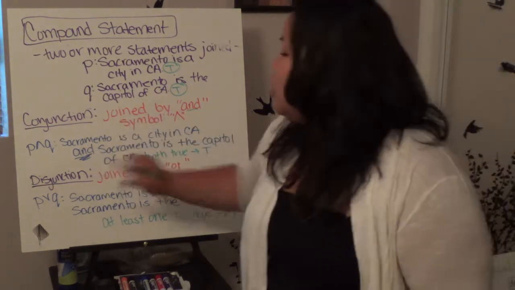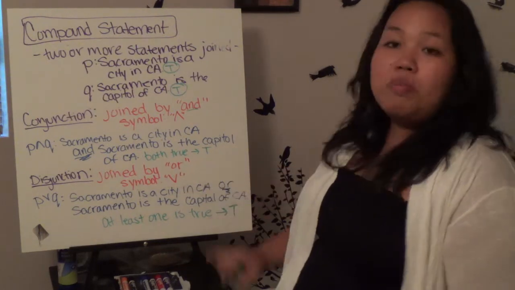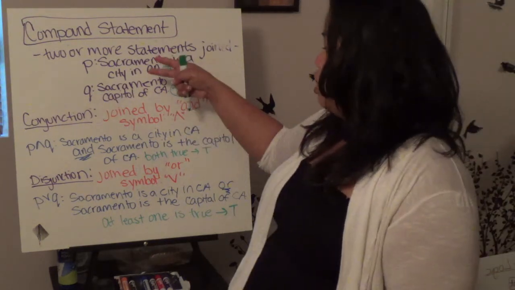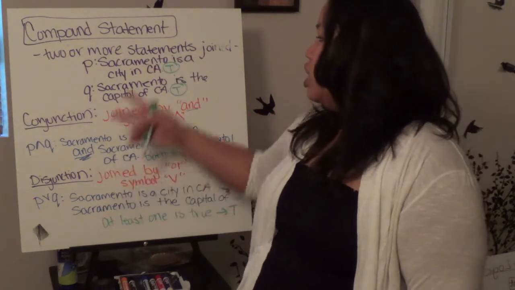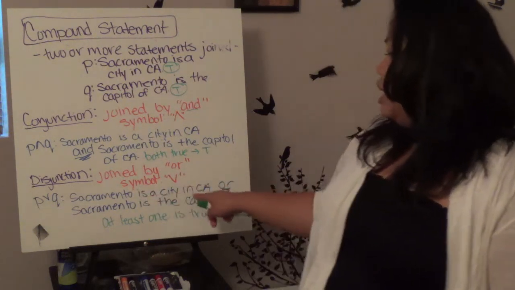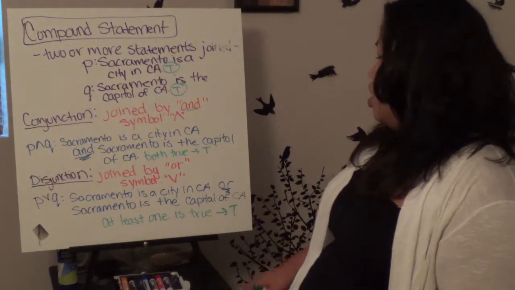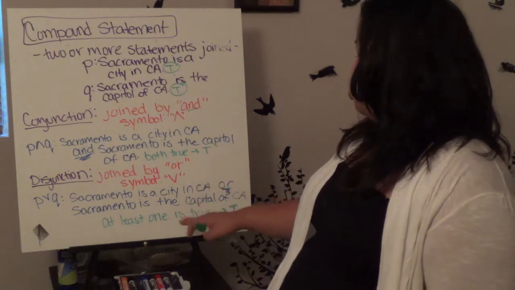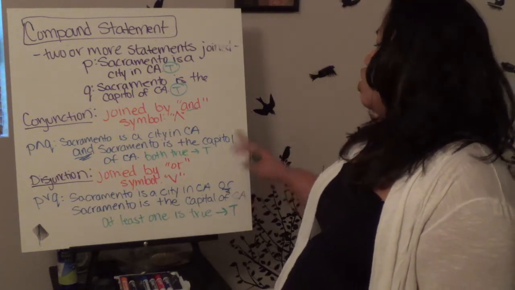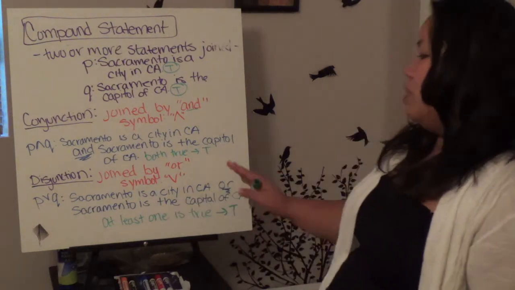The term disjunction is an upside down arrow pointing down, and it's joined by the word or. So instead of saying those two statements with and in the middle, a disjunction is saying those two statements with or. So Sacramento is a city in California, or Sacramento is the capital of California. So in order for this statement to be true, I just have to have one. So if one is false, it's okay. As long as at least one is true, this or this can be true, making the whole statement true.